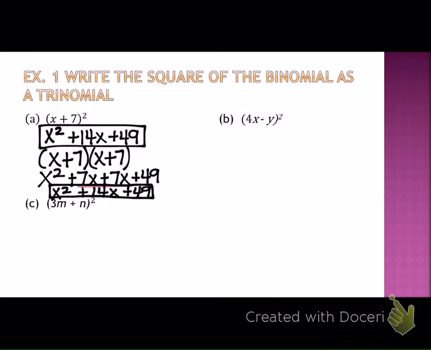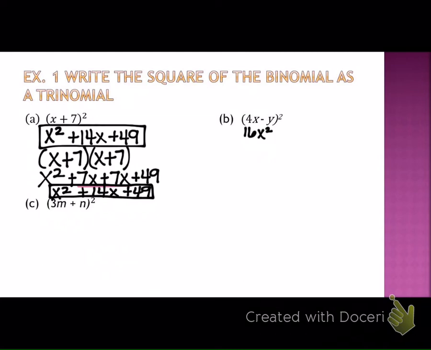4x squared. Be careful. You got to square each part. 16x squared. Perfect. I am squaring the first term, which is 4x. So 4 squared is 16, and x squared is x squared. All right. Amiri, what did you guys do next?